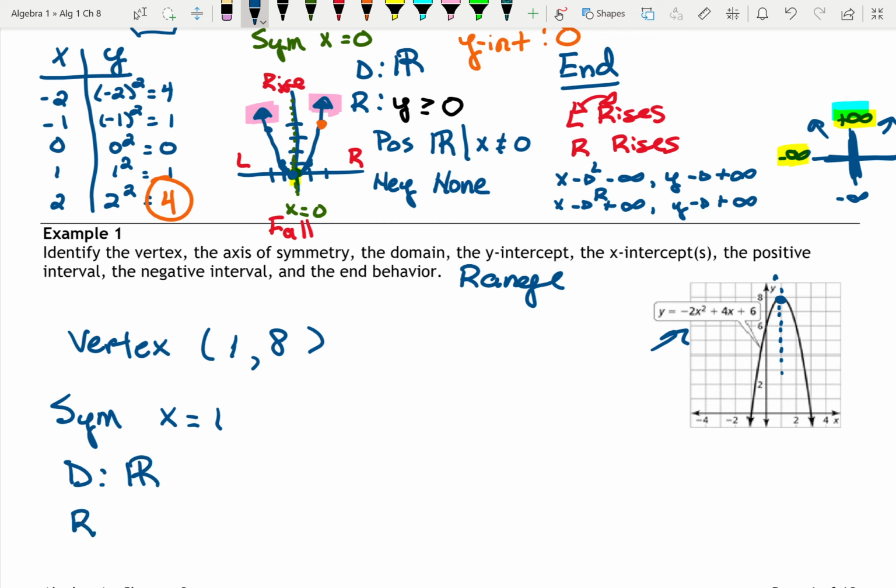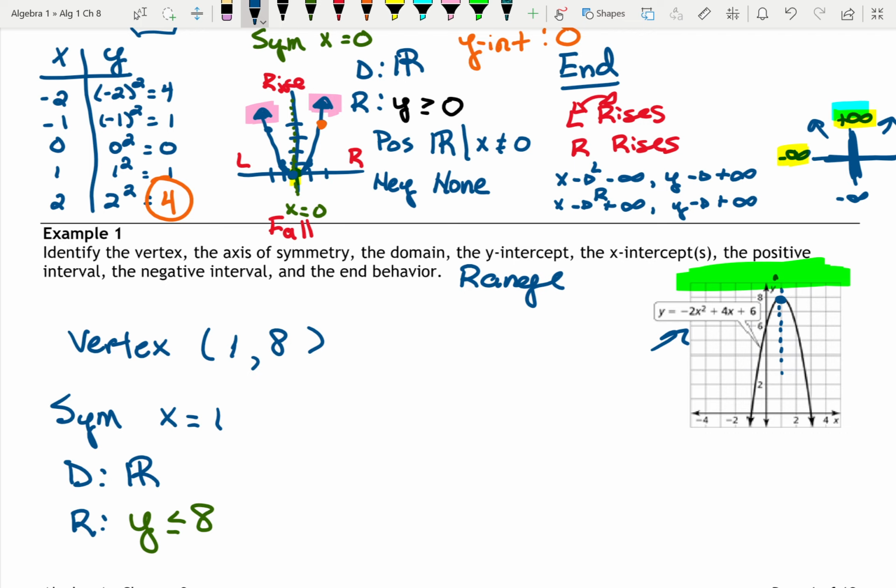Then I look at my range. And my range is not going to be all reals because there are no y values up here. Our graph doesn't touch up there. So we have to have a top on our graph. And our top occurs at our vertex. So we're going to say our y values, that's our range, our y values, are less than or equal to 8.